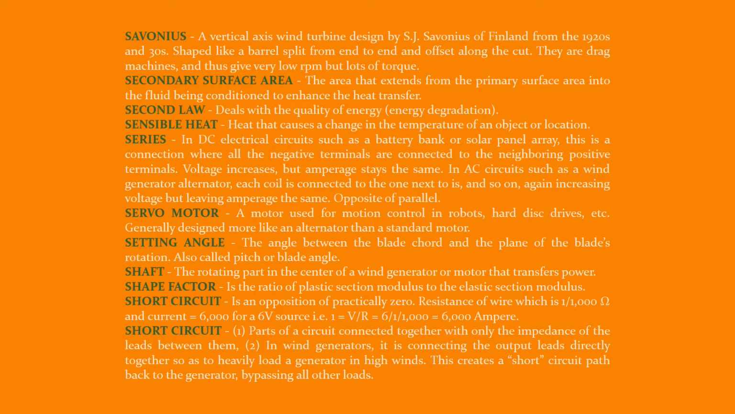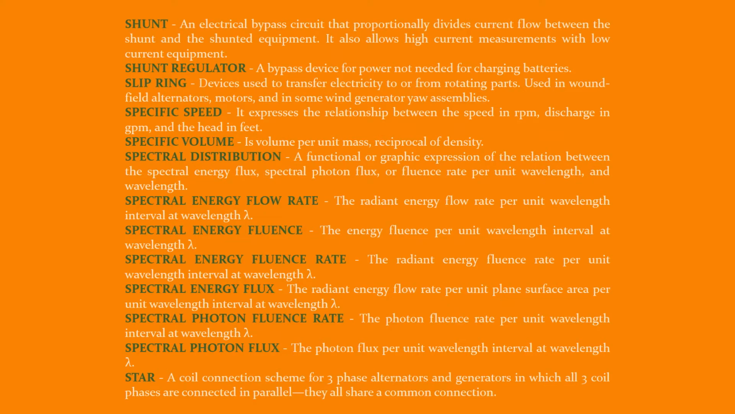Short circuit. 1. Parts of a circuit connected together with only the impedance of the leads between them. 2. In wind generators, it is connecting the output leads directly together so as to heavily load a generator in high winds. This creates a short circuit path back to the generator, bypassing all other loads. Shunt. An electrical bypass circuit that proportionally divides current flow between the shunt and the shunted equipment. It also allows high current measurements with low current equipment. Shunt regulator. A bypass device for power not needed for charging batteries.